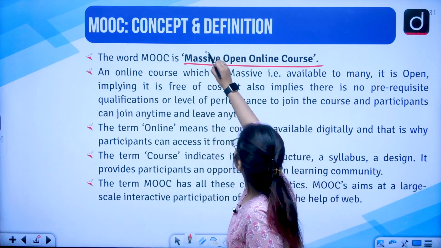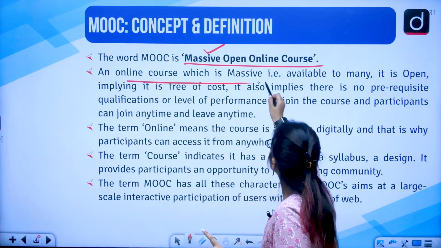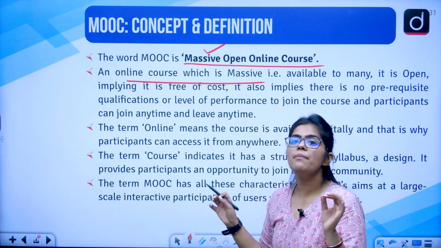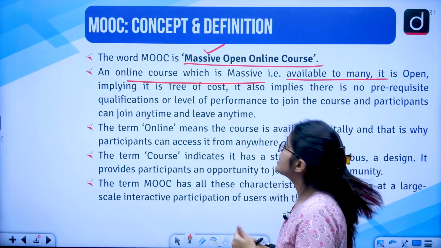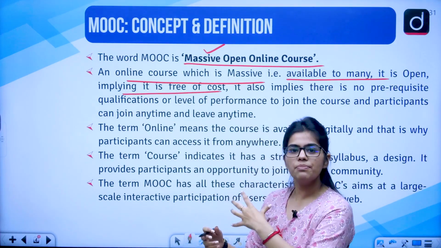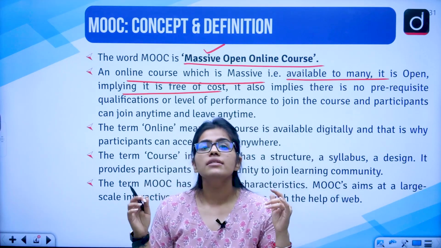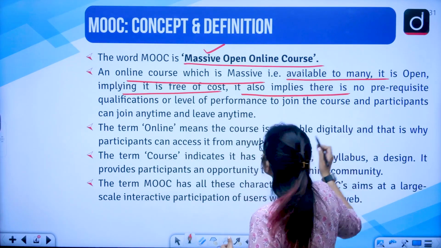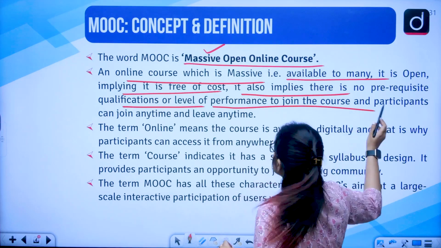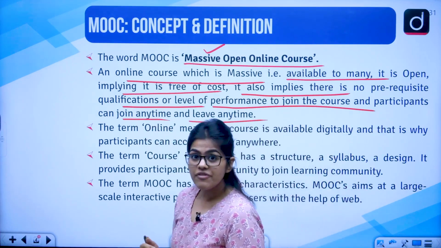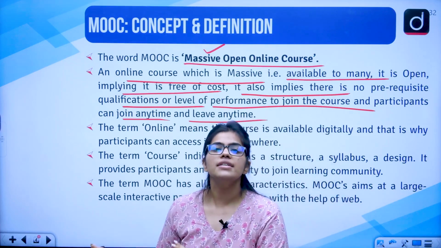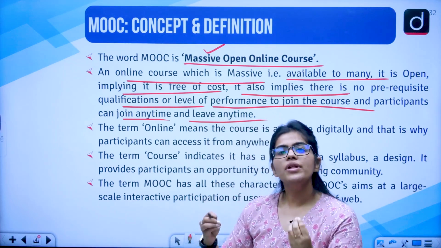The word MOOC stands for Massive Open Online Course. An online course which is massive in nature, which means a lot of people can participate in it. It is open, that implies that it is free of cost. Anyone at any point of time can participate in these MOOC courses to carry forward their education. It also implies that there is no prerequisite qualification or level of performance to join the course, and participants can join anytime at any level with whatever they already have. They are not asking for certificates or validity. You can just carry forward with these MOOC courses.